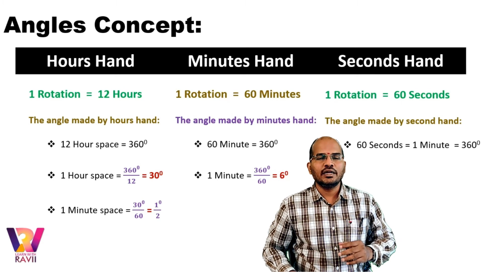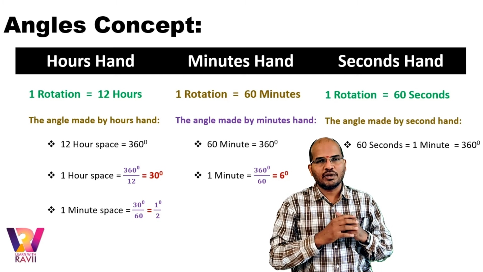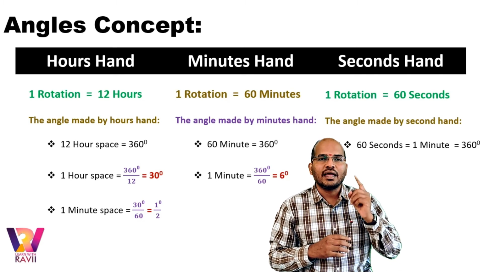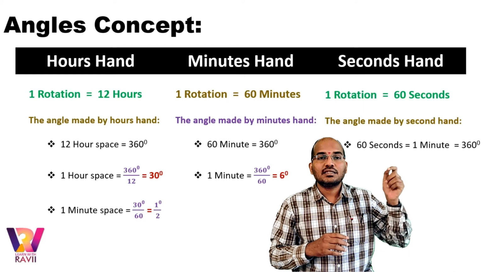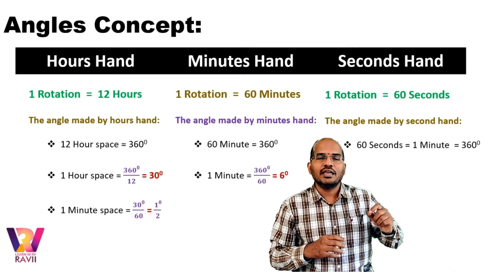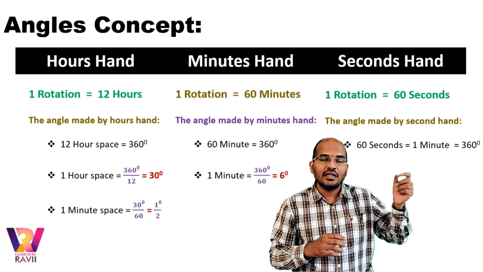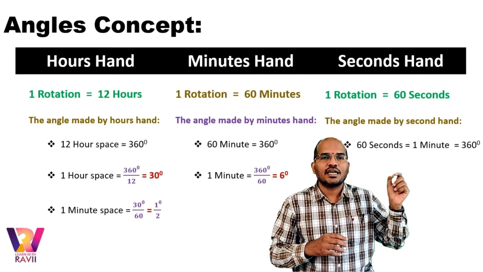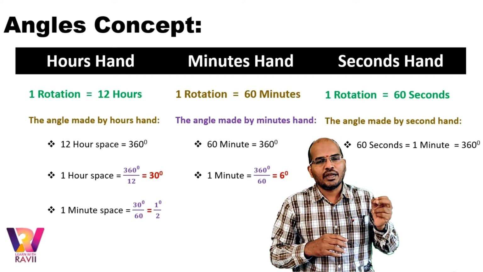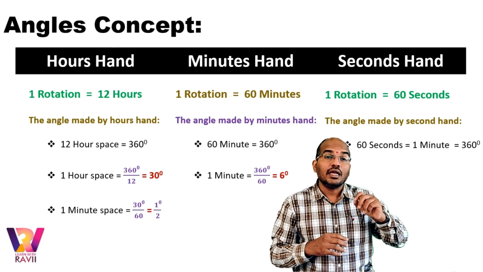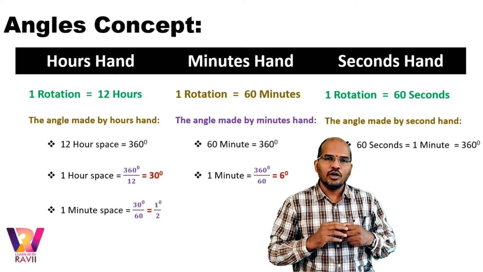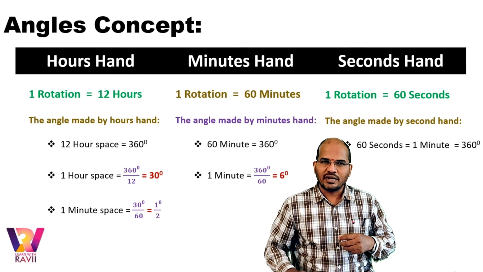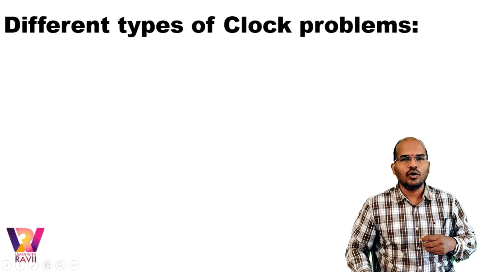So to be clear, we need to have 3 points in mind. The first point is the angle made by the hour hand in 1 hour space is 30 degrees. The angle made by the hour hand in 1 minute space is half a degree. And the angle made by the minute hand in 1 minute space is 6 degrees. So these 3 points should be kept in mind. Clear with that? Now, going ahead.